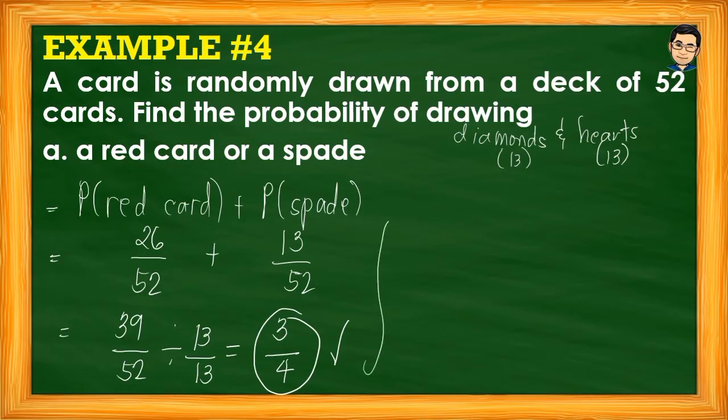So 3/4, pwede rin po siyang express in decimal as 0.75. So paano naging 0.75? We'll just simply divide the numerator by the denominator. And then, moving two decimal places to the right, so will give us 75%.